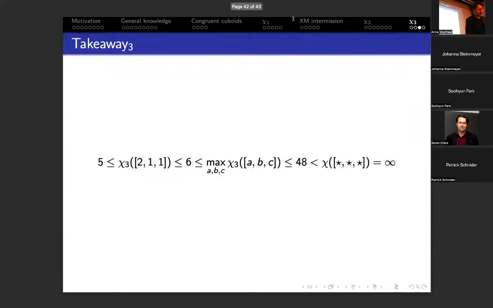But that doesn't really help, right? So I'm still with my takeaway here. I don't know 2-1-1 for the dimer.